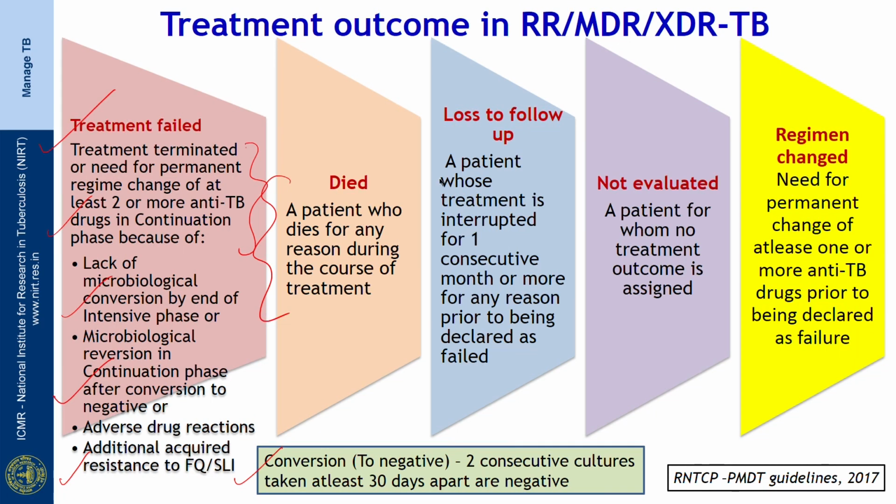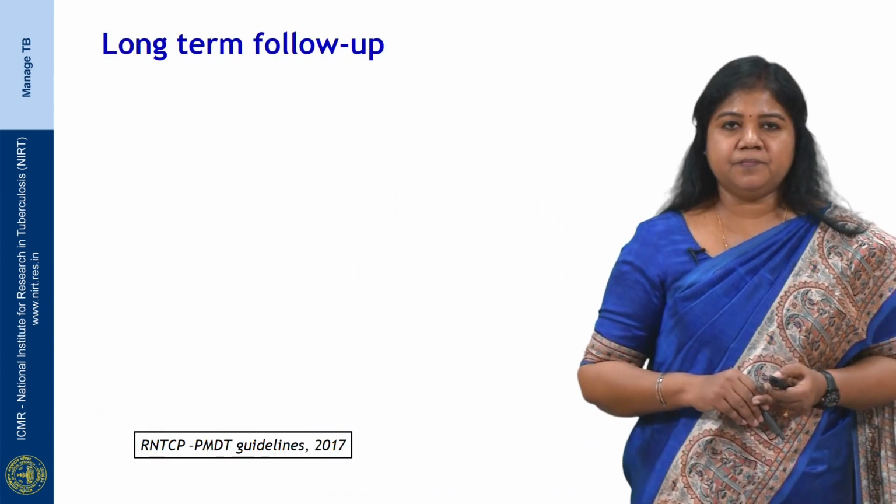A patient who dies for any reason during the course of anti-TB treatment, the outcome is taken as died. Lost to follow up, a patient whose treatment is interrupted for 1 consecutive month or more for any reason prior to being declared as failure is declared as lost to follow up. A patient for whom no treatment outcome is assigned is not evaluated. Regimen change, a patient who needed permanent change of at least one or more anti-TB drugs prior to being declared as failure. So, the outcome is regimen change for such a patient.